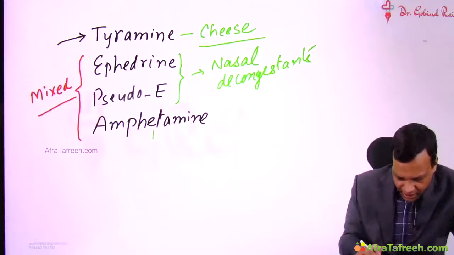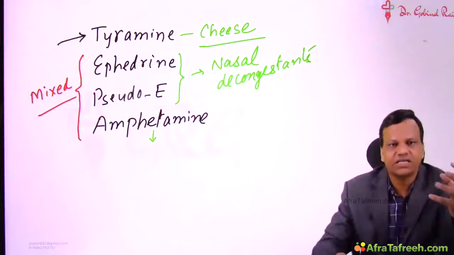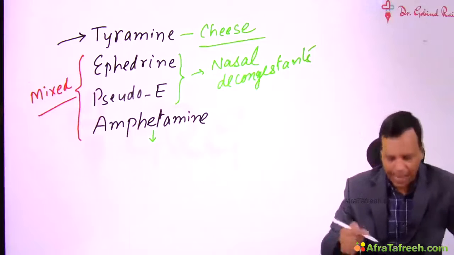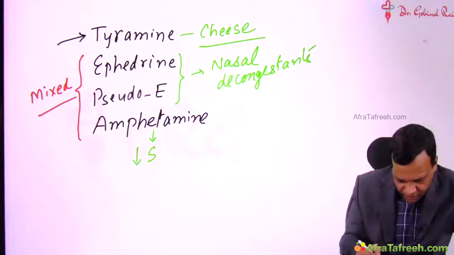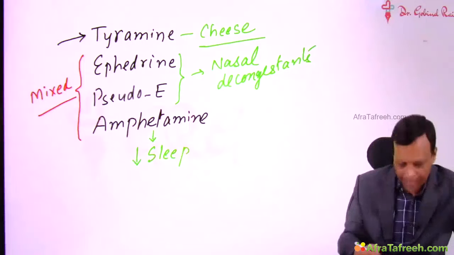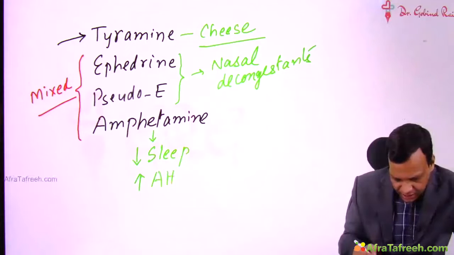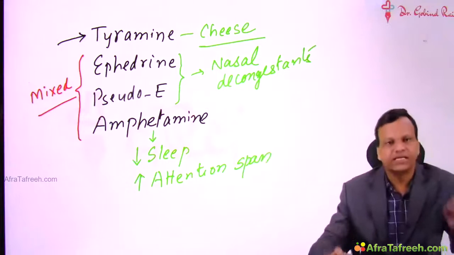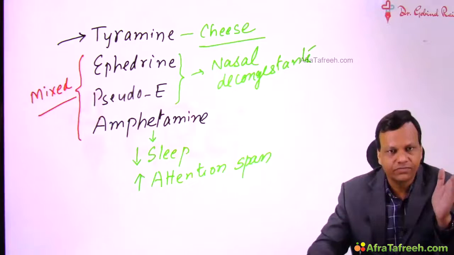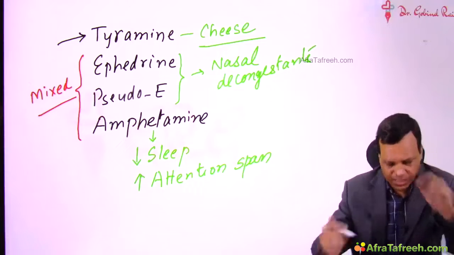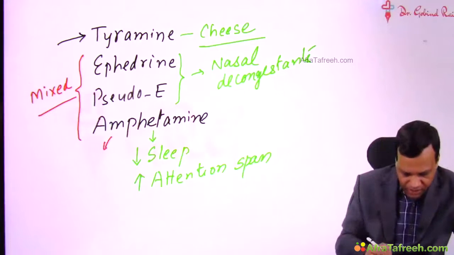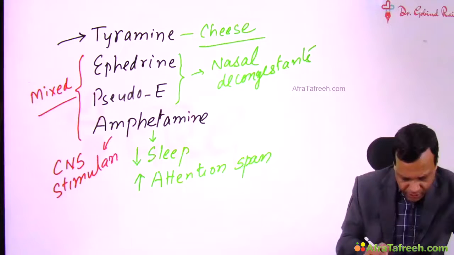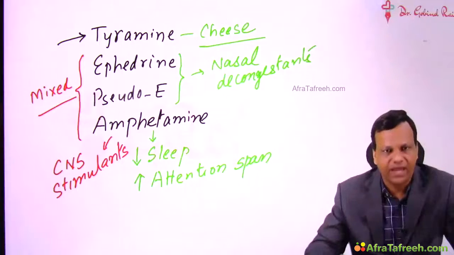And lastly, amphetamines. Amphetamines are the drugs which can cross the blood-brain barrier. So they enter the brain and they produce 2 important effects. One, they reduce sleep, and second, they increase attention span. So that means they are which type of drugs? Yes, they are called CNS stimulants. Amphetamines are CNS stimulants. They reduce sleep and increase attention span.